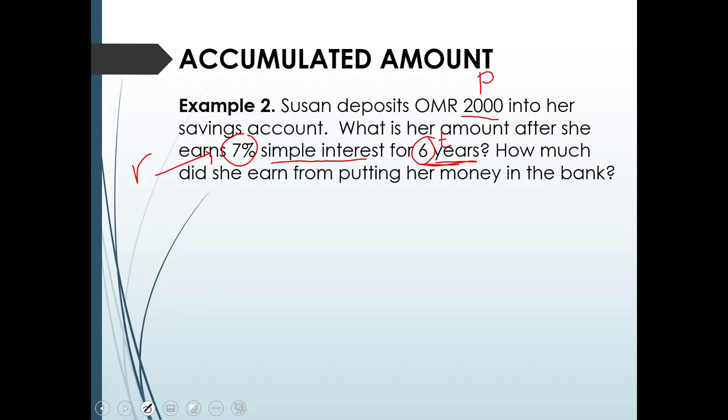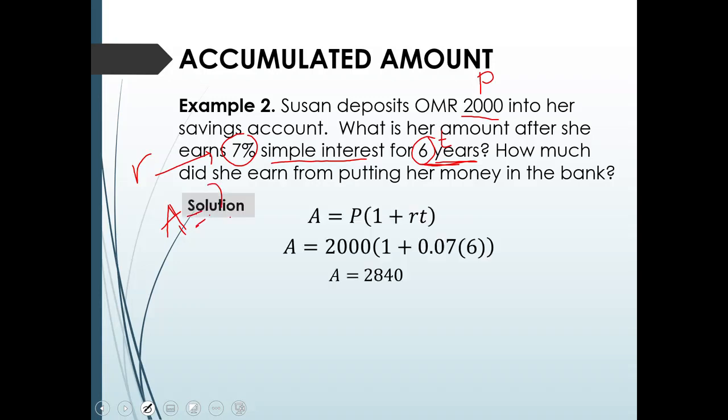The first question is what is her amount after she earned? That's at the end of 6 years, so we are looking for A. Find A. The formula, A is equals to P times 1 plus RT. The principal, the rate 7 over 100, 6 years. So you will get 2,840.